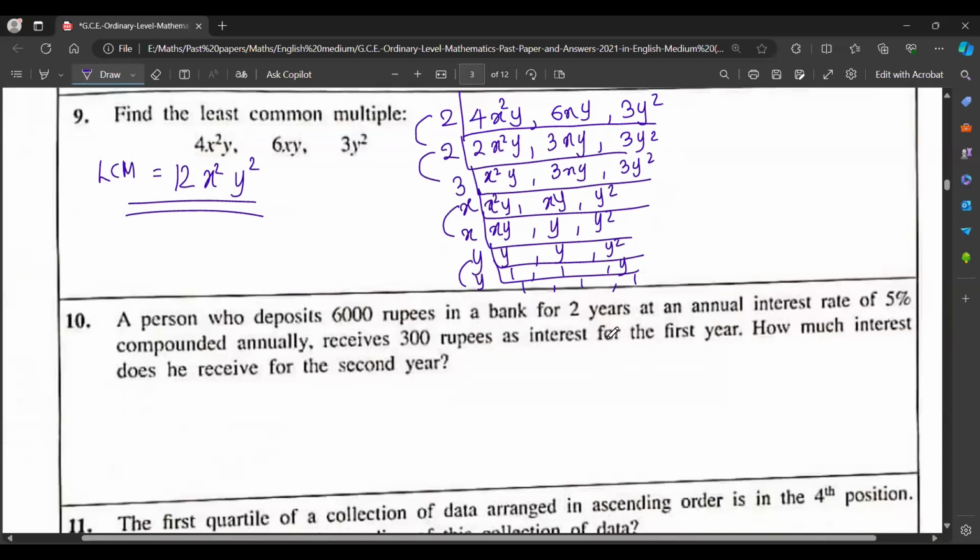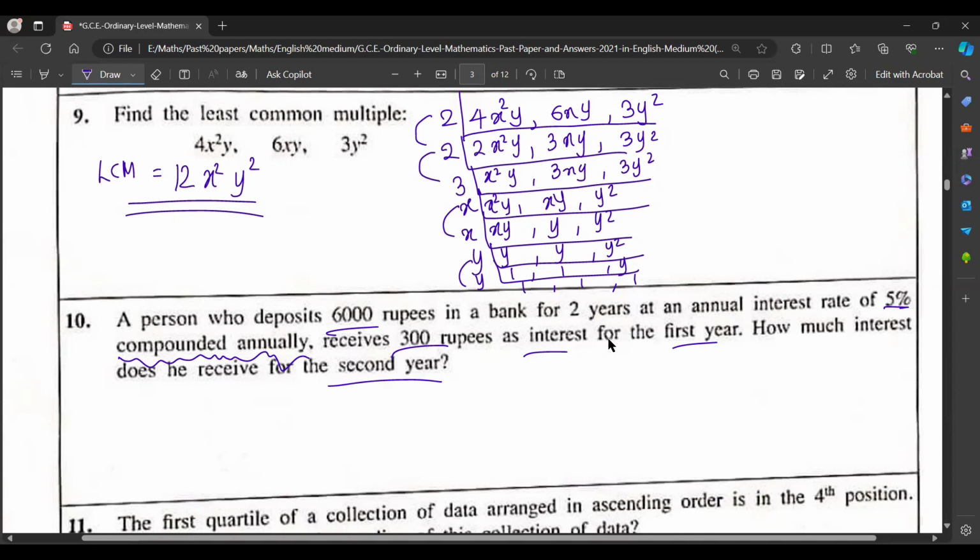Okay, and next one, a person deposits 6,000 rupees in the bank for 2 years at an annual interest rate of 5% compounded annually. Look at it. This one is compounded, not simple interest. They receive 300 rupees as interest for the first year. First year interest is 300 rupees. How much interest do they receive in the second year?